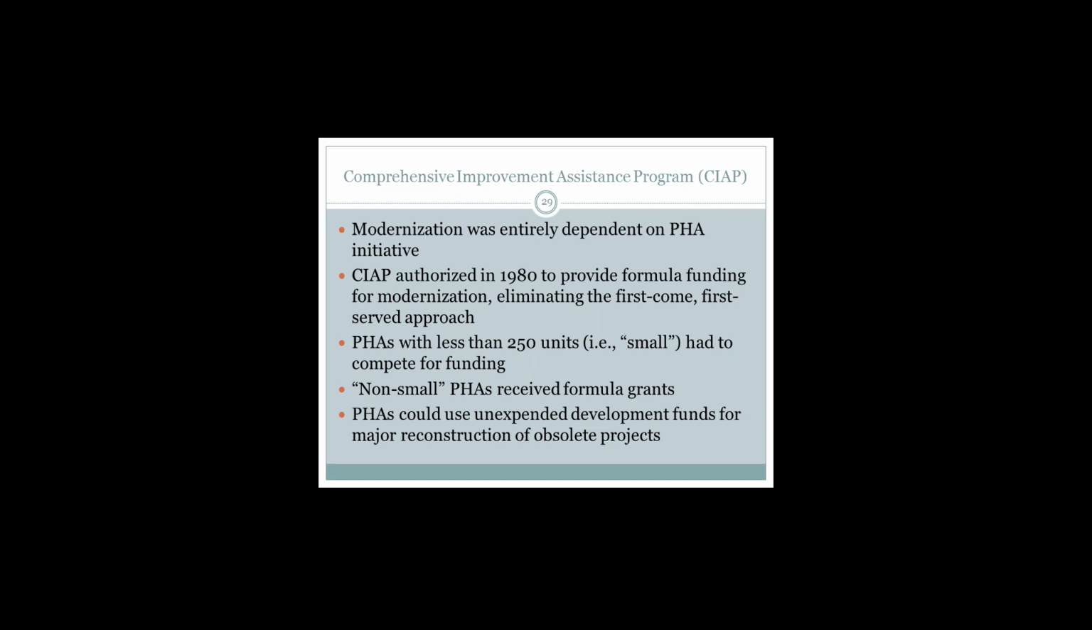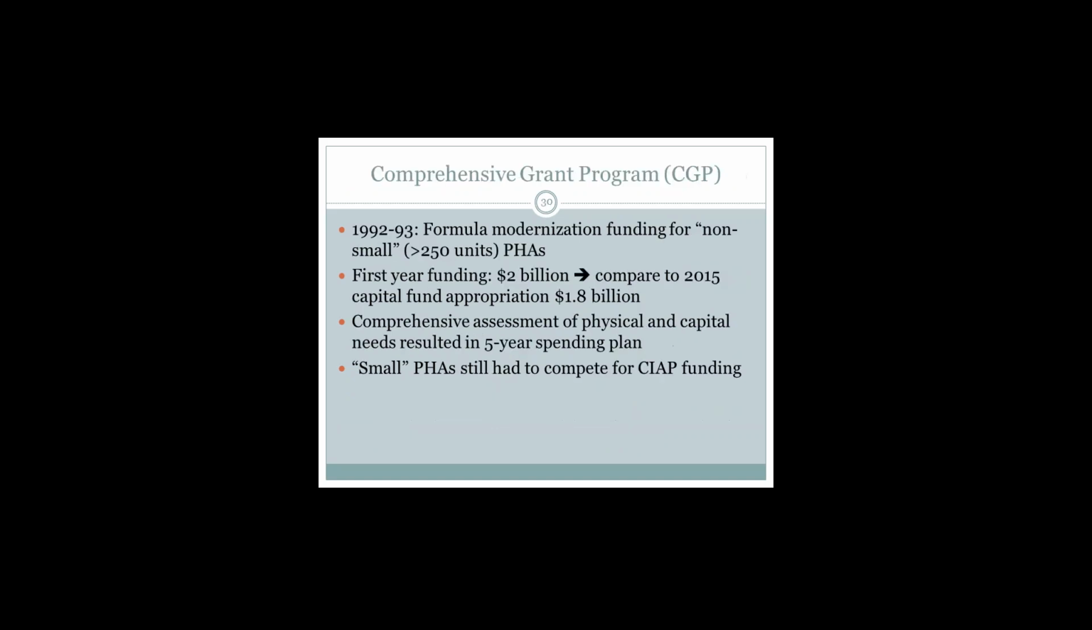Then came the 90s, when we had an administration change. They wanted to call it the Comprehensive Grant Program. Basically the same thing with a new name. They were successful, though, in substantially increasing the amount of money. It has declined over the years. They have to spend it all within 5 years. And the small PHAs still had to compete for their projects.